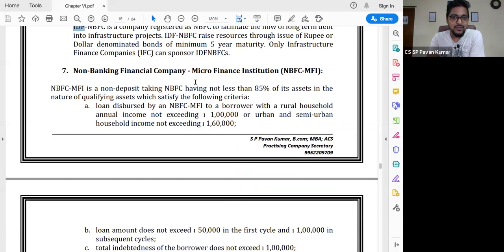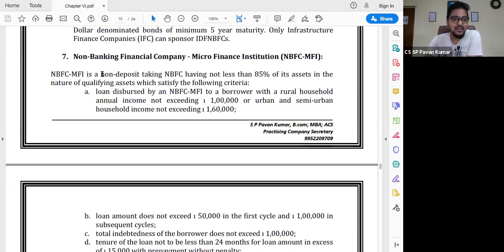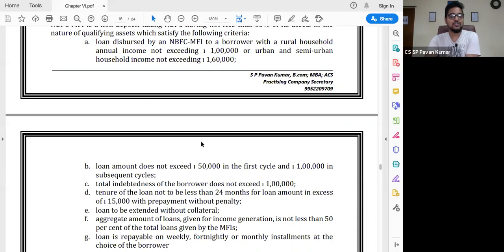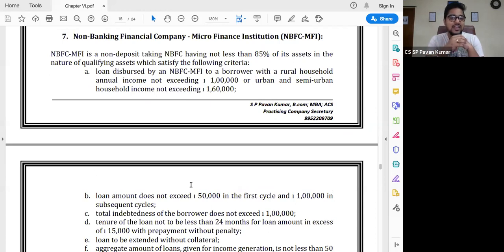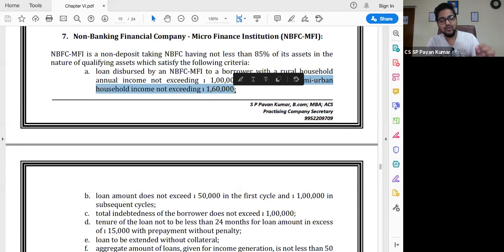And non-banking financial companies which are MFIs are normally seen in rural areas to give small loans to people who are located in that rural area. So an NBFC-MFI is a non-deposit accepting NBFC with not less than 85% of its assets in the nature of qualifying assets. So 85% of the assets should be in any one of these qualifying assets. So what is the criteria to be an MFI? The loan disbursed during a particular year to a borrower in a rural household should not exceed 1 lakh, and in a semi-urban household, one person can get a maximum loan of 1,60,000.